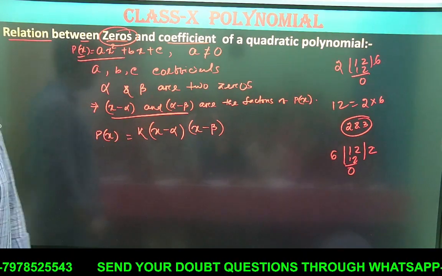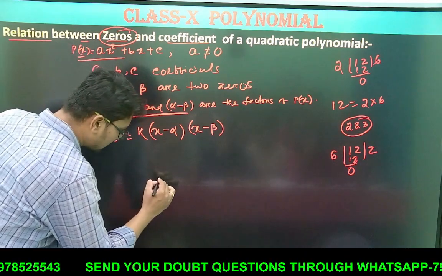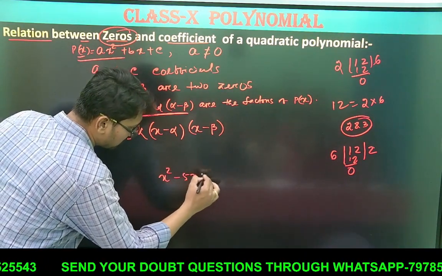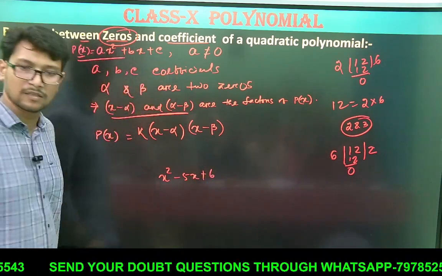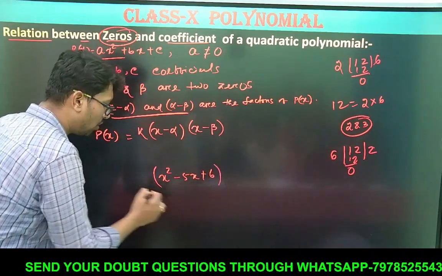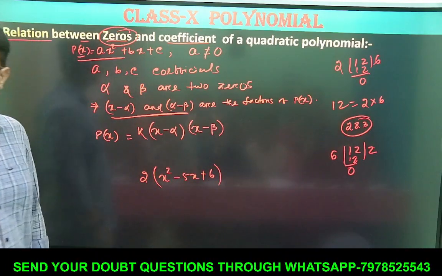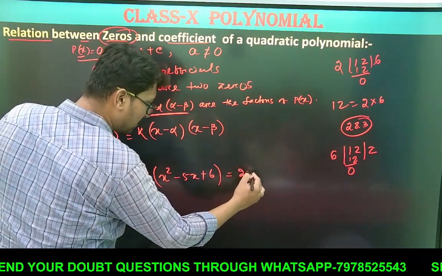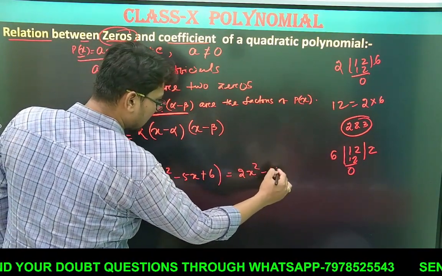So let us multiply by any constant k. Why any constant k? I am telling you why. See, I have given you x square minus 5x plus 6 as a polynomial. Now, if I multiply the whole thing by 2, what will form? Another polynomial, 2x square minus 10x.